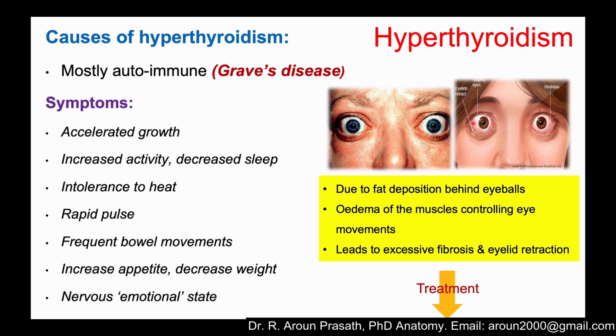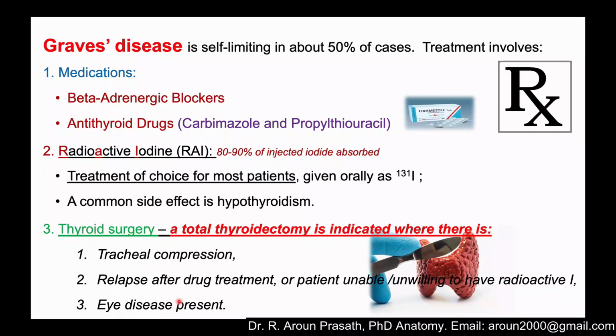When there are protruding eyes, the eyes look like those of a dead body, isn't it? That's why we call it Graves disease. There will be increased growth, increased activity, sleep disturbance, intolerance to heat, a fast pulse, frequent bowel movements, increased appetite, weight loss, and the patient will be emotionally disturbed. These are all the features of hyperthyroidism. So hyperthyroidism patients will have all the opposite functions of hypothyroidism.